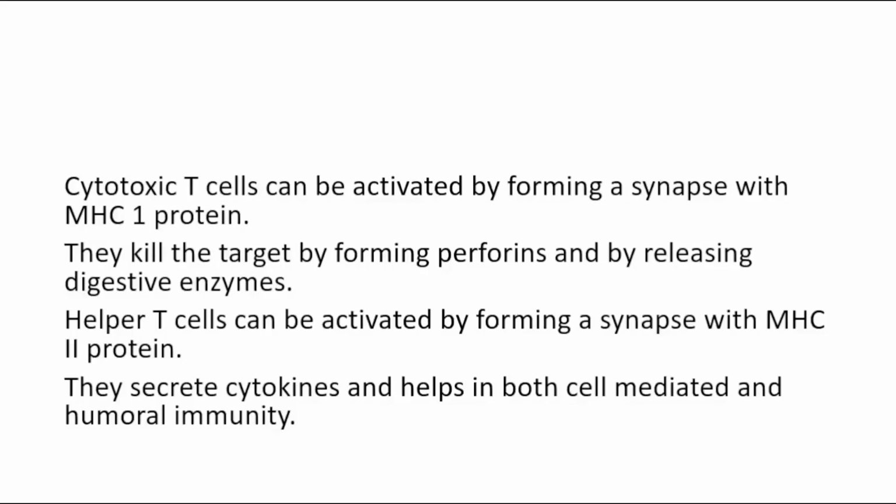To summarize, cytotoxic T cells can be activated by forming a synapse with MHC1 protein. They kill the target by forming perforins and by releasing digestive enzymes. Helper T cells can be activated by forming a synapse with MHC2 protein. They secrete cytokines and help in both cell-mediated and humoral immunity. So helper T cells are divided into Th1 and Th2. Th1 will release interleukin-2 that will activate cytotoxic T cell. Then they will release interferon gamma that will activate macrophages leading to phagocytosis. Th2 cells will release interleukin 4, 5 and 6 that will activate B cells, causing their proliferation to plasma cells and memory B cells. Plasma cells will release antibodies, and these antibodies will cause destruction of the pathogen either directly or indirectly.